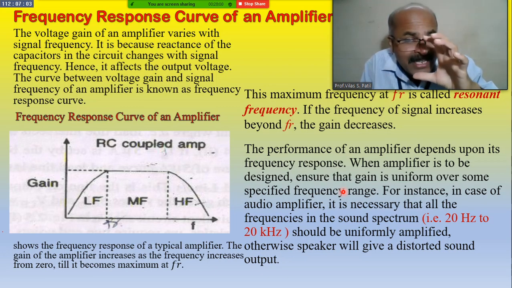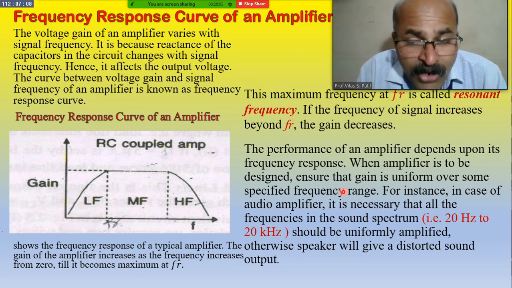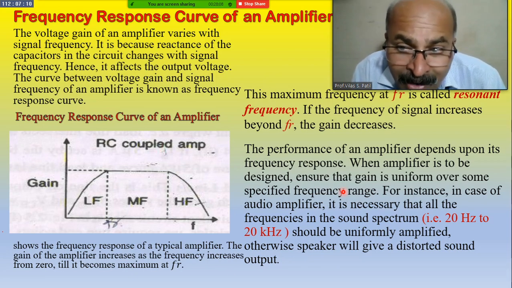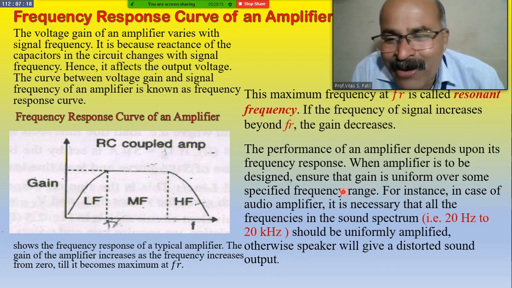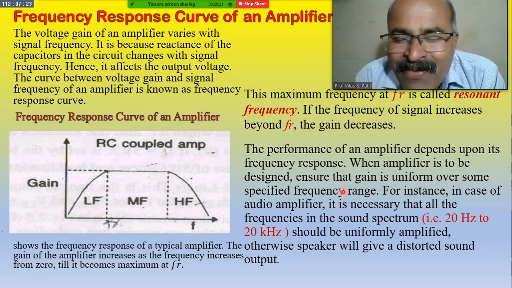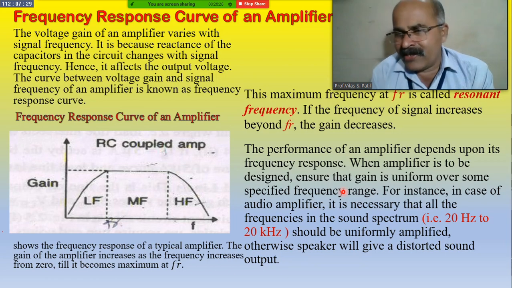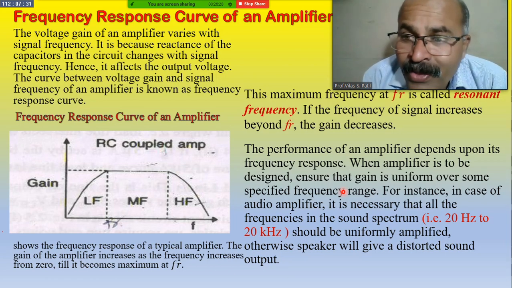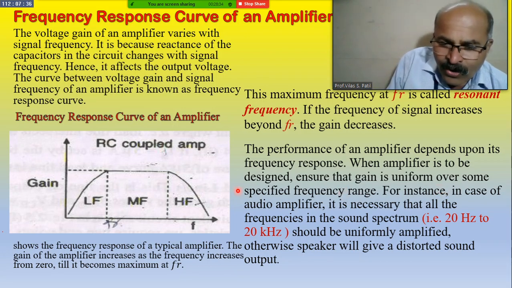And the amplifier which produces the frequency in the audible range, between 20 hertz and 20 kilohertz, that amplifier will be known as an audio amplifier, because it produces the frequency output in the audible range of the human being.